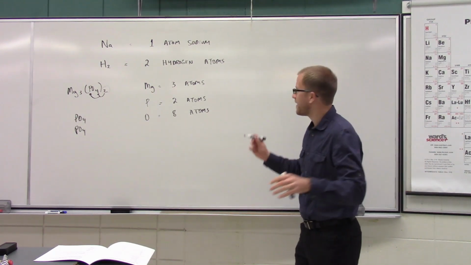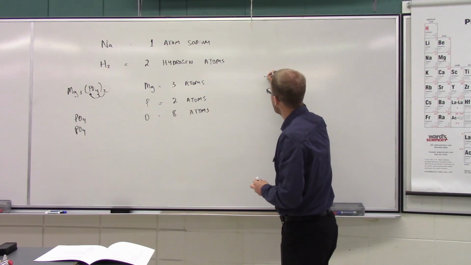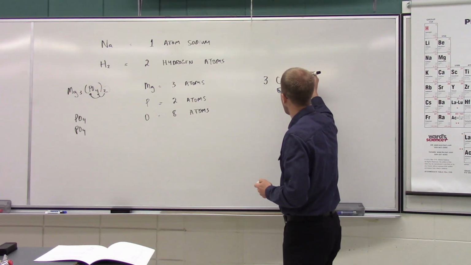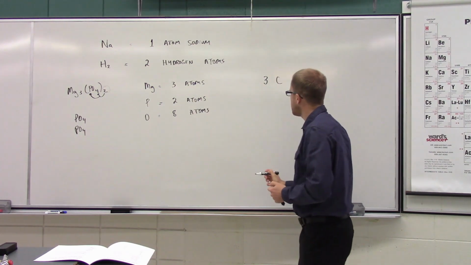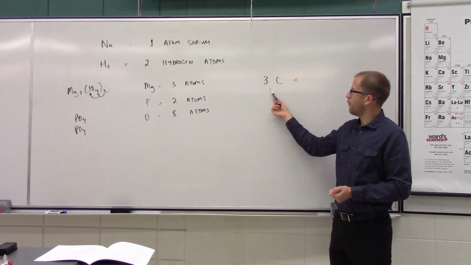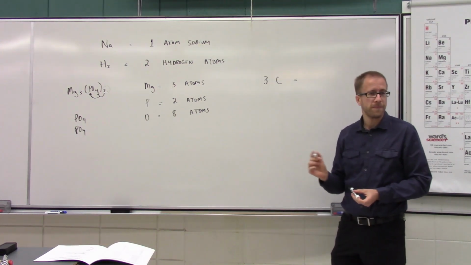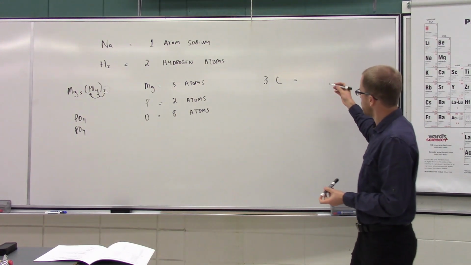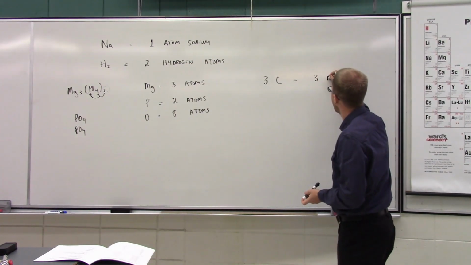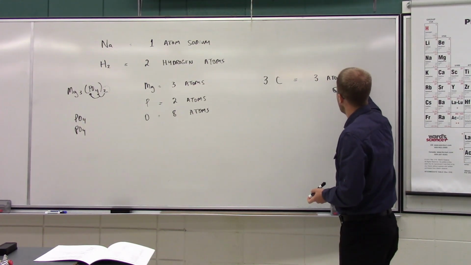Lastly, coefficients. What is a coefficient? The number that's in front, right? So if I had 3 C, the example they give you here, that's saying we have 3 of whatever follows. So here we have 3 what? 3 atoms of carbon. Right, 3 atoms of carbon.